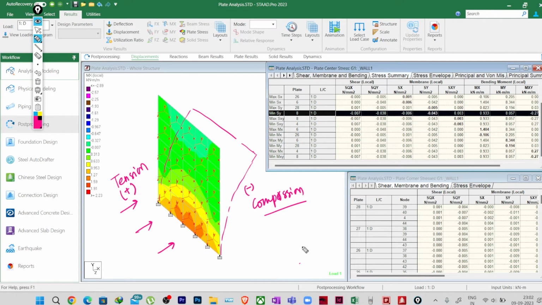Okay, so this is, I can say, hogging. In plate, okay, let us not get into this confusion now. Let us understand by tension and compression only. So the outer face is under tension, and we expect that the moment in the outer face will be getting positive.